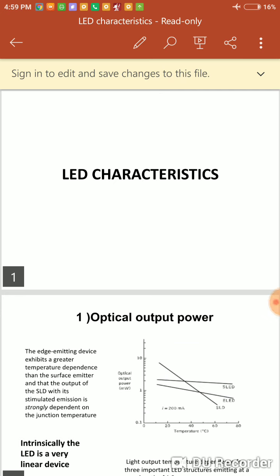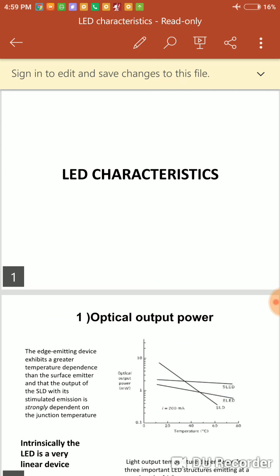Today we are going to discuss the LED characteristics. As we have discussed the laser characteristics in the previous point, in this point we are going to discuss the LED characteristics in comparison with the laser characteristics.